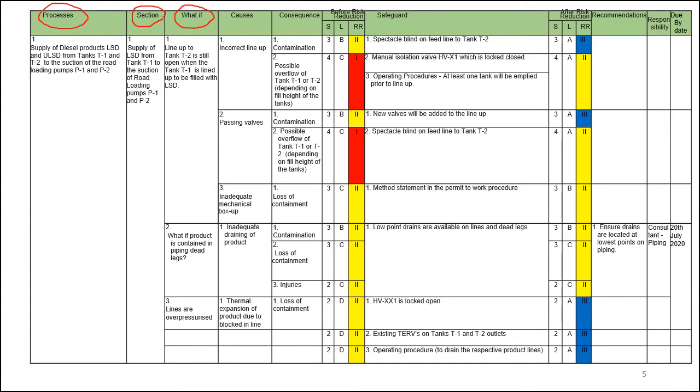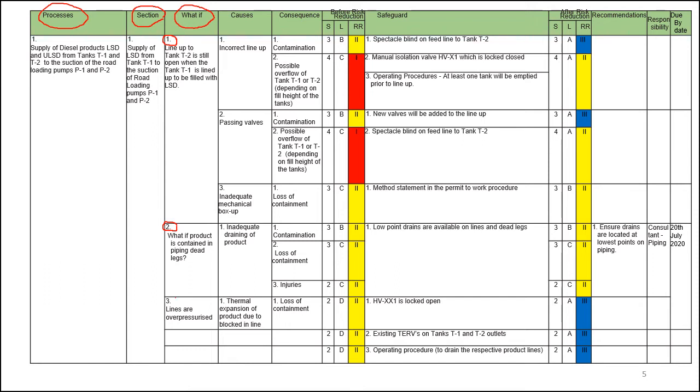What-if question 1: line up to tank 2 is still open when the tank T1 is lined up to be filled with LSD. What-if question 2: what if the product is contained in the piping dead legs? What-if question 3: what if the lines are over-pressurized?